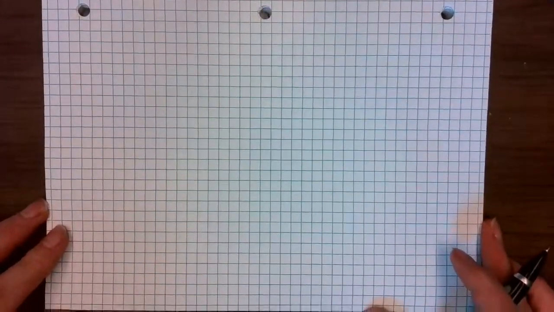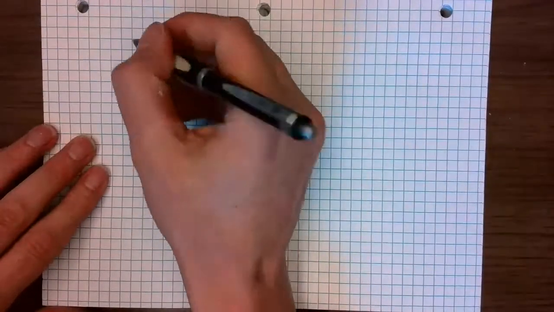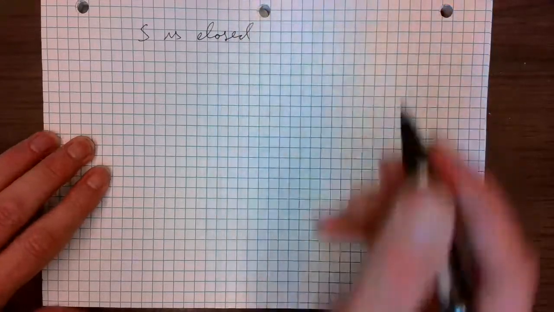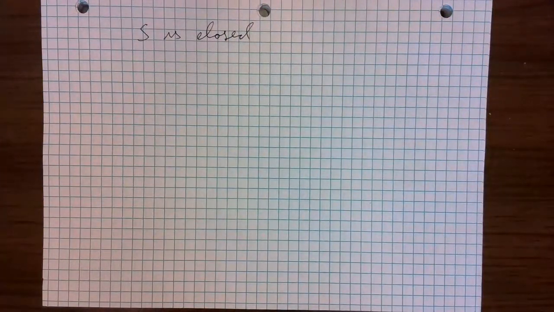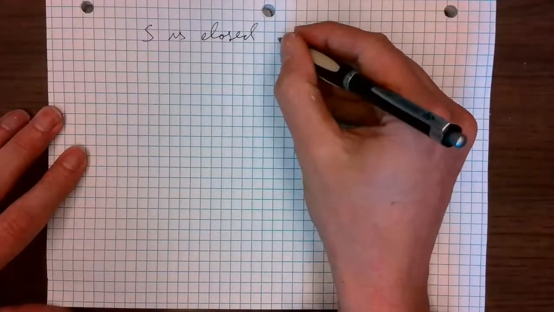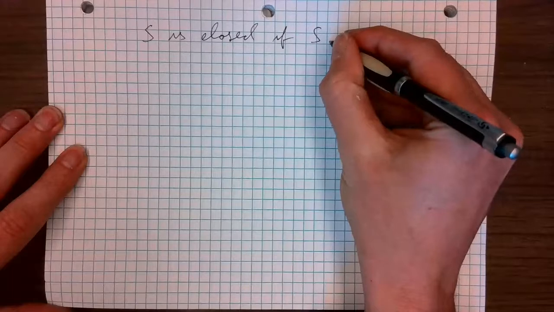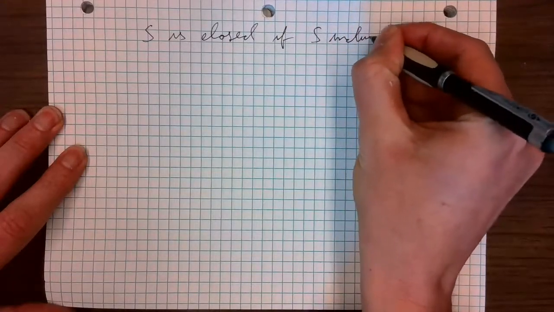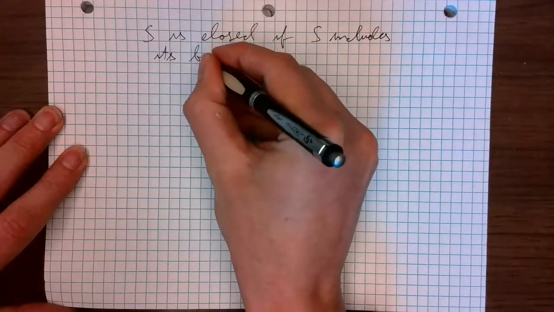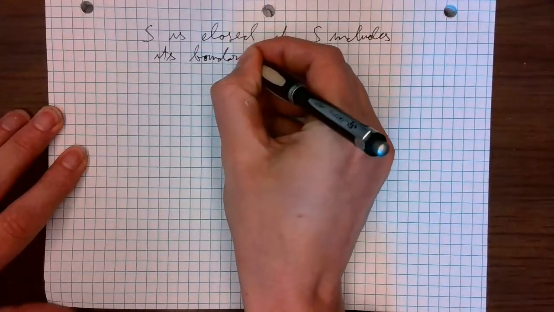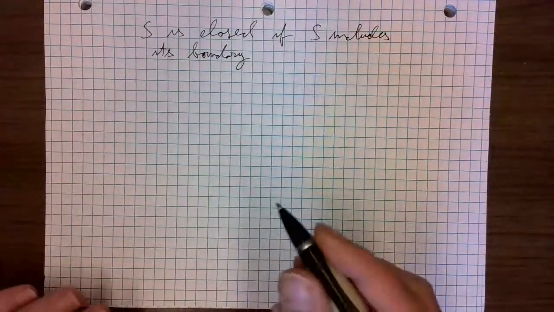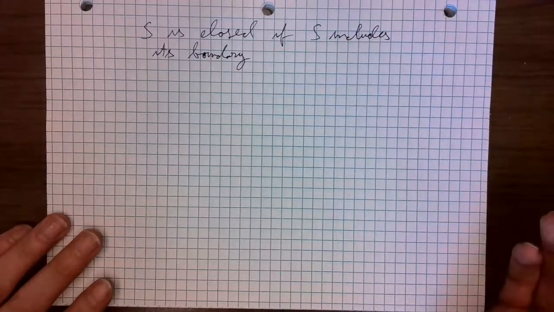Now we also want S to be closed, and I'll be a little bit vague about this, but essentially it means S includes its boundary. So what does that mean? Let's look at some examples.